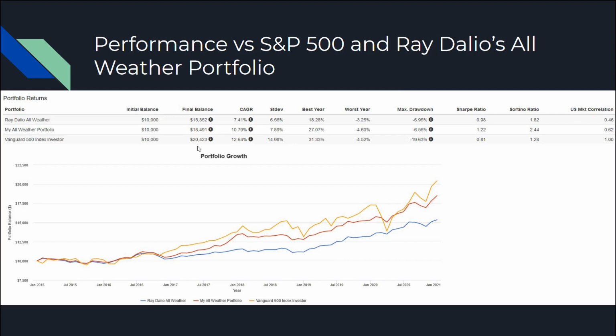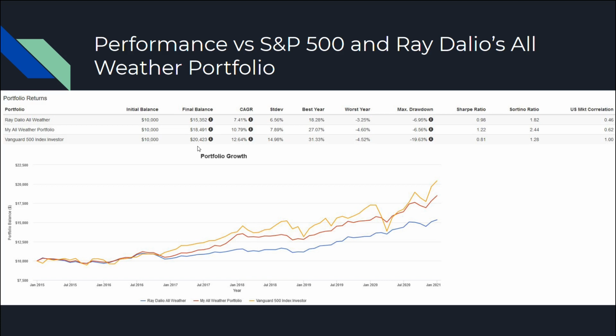And here's my performance versus the S&P 500 and Ray Dalio's all-weather portfolio. So when comparing my all-weather portfolio to Ray Dalio's, you can see that mine has outperformed his a bit within this 6-year time span, but it did have a worse year than Ray Dalio's all-weather portfolio, and a worse year than the standard S&P 500, at negative 4.6% to negative 3.25% for Ray Dalio and negative 4.52% for the S&P 500.